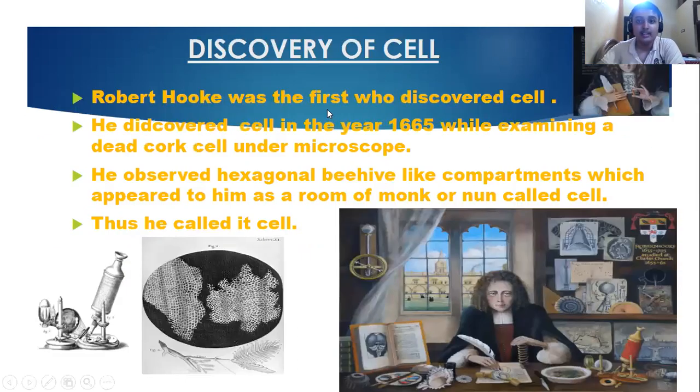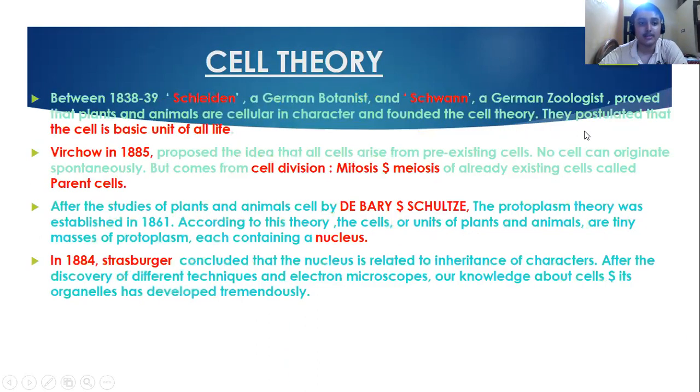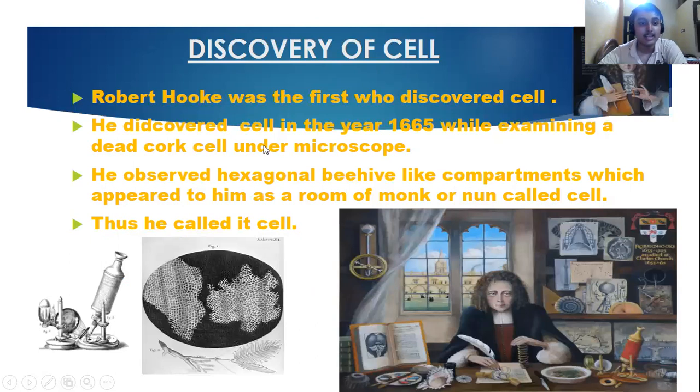Oh, sorry. Discovery of cell. First of all, this man, as my cursor is moving, Robert Hooke, was the first to discover the cell. He discovered the cell in the year 1665 while examining a dead cork cell under the microscope. Cork is the bark of a tree, the outer layer of the tree, which is very hard in structure because of the chemical inside it. He observed hexagonal beehive-like compartments, which appeared to him as the rooms of a monk or a nun.